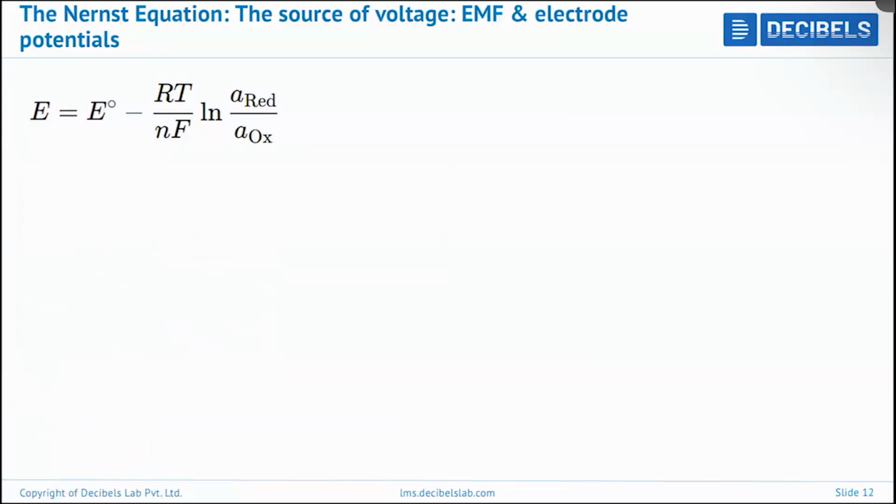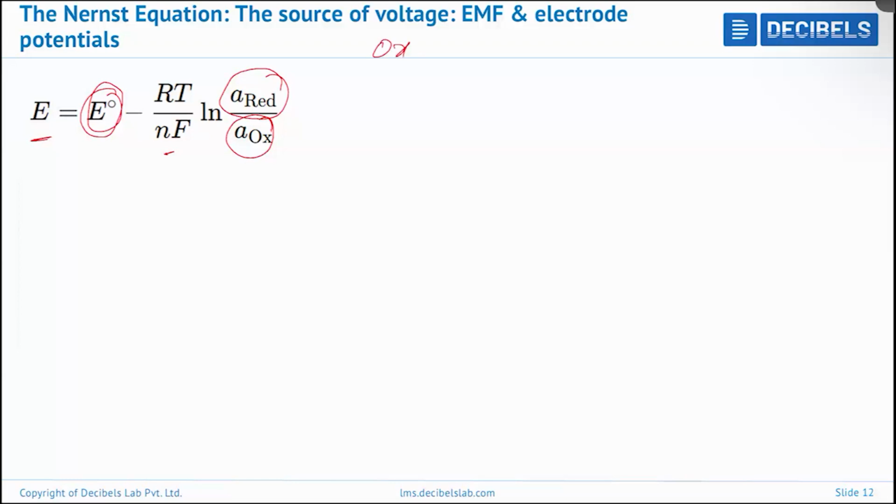Let us understand the voltage. The voltage is the difference between the anode and cathode nature. So it is represented by the Nernst equation. The Nernst equation is E equals E naught, the cell voltage, this is the standard electrode potential, cell potential, minus RT by nF into log base e of the activity of the reduced species and the activity of the oxidized species.